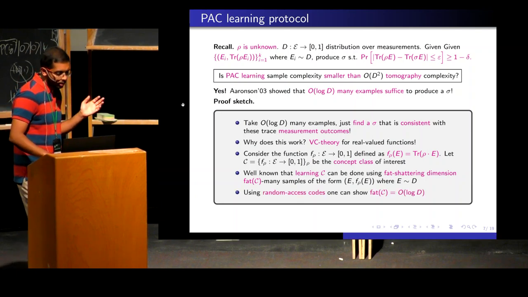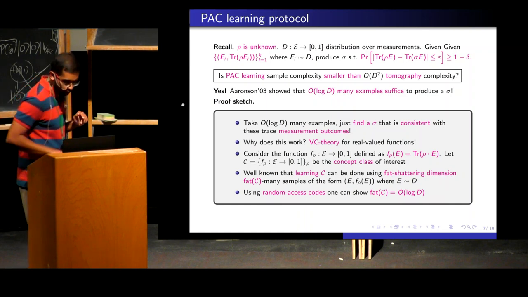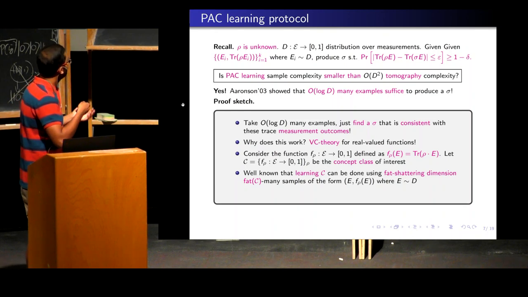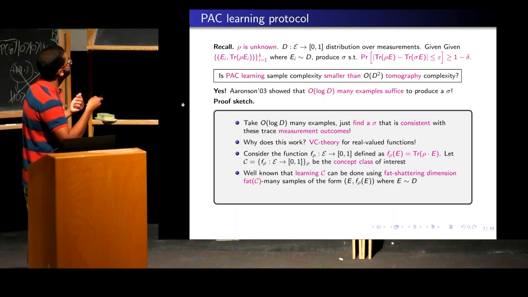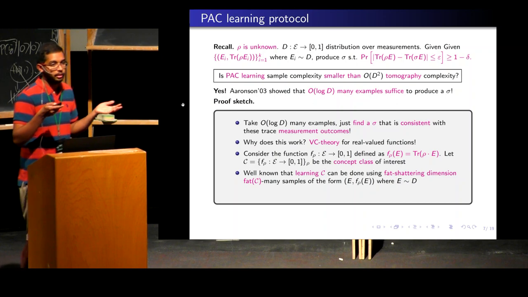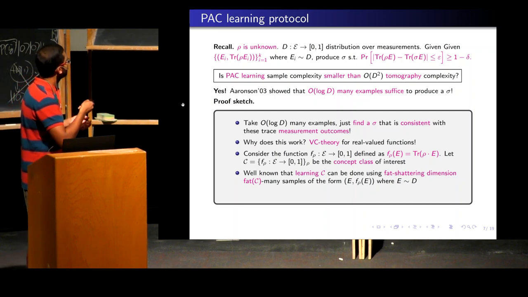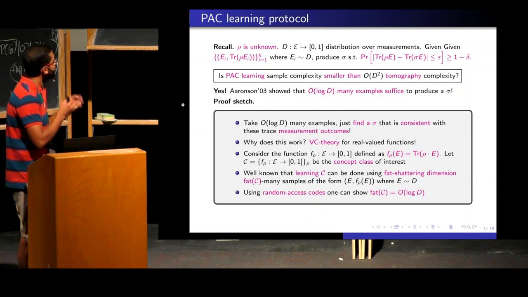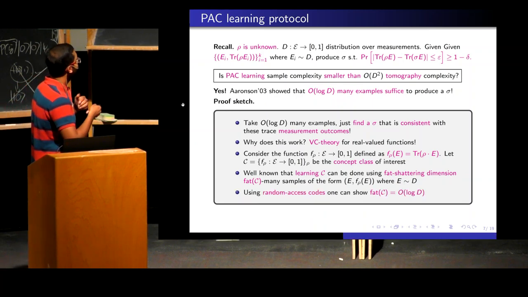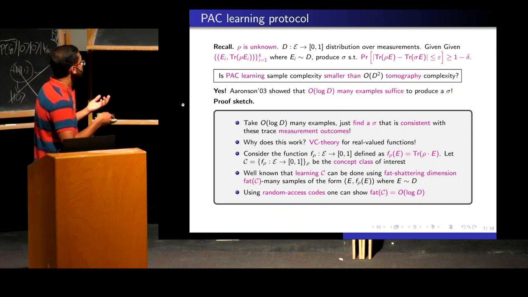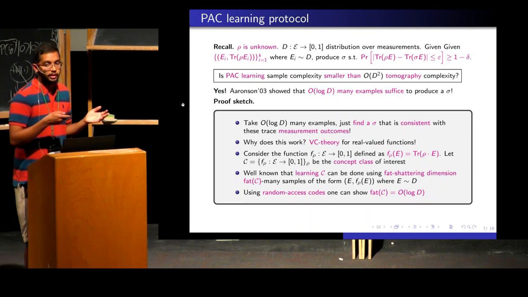Right, so I just showed that fat shattering dimension is the sample complexity of learning this real valued function. And if you learn this real valued function, that also translates to actually producing a sigma that is close to rho in this distance. What remains is to upper bound the fat shattering dimension of an arbitrary concept class. Remember, the concept class is arbitrary because it ranges over all possible quantum states. And Aaronson observed that you can use ideas from random access codes to show that for every concept class on quantum states, the fat shattering dimension is at most log of the dimension, which is little n.